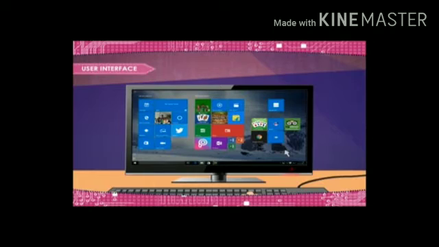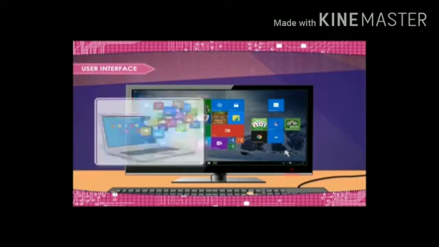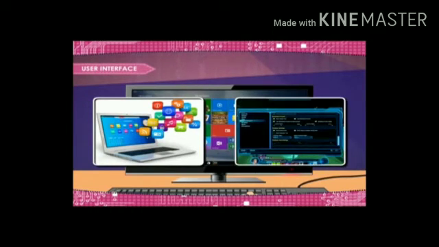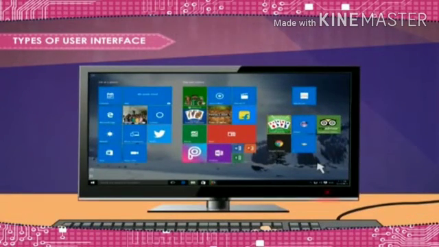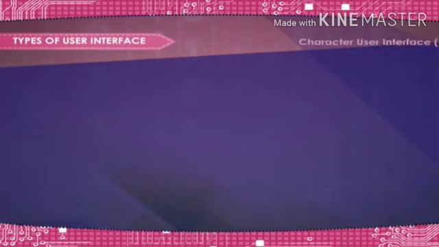User interface. In computer science and human-computer interaction, the user interface refers to the graphical, textual, and auditory information the program presents to the user. The user employs several types of user interface. There exist several types of user interfaces. We here give you just 2 examples. Character User Interface (CUI).